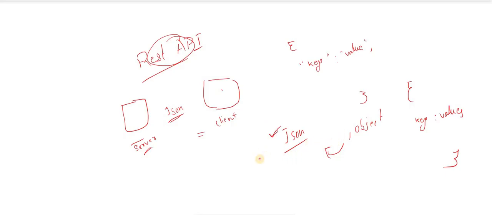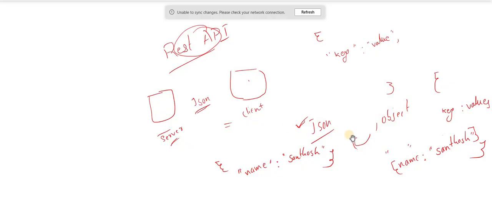And one more difference is there. In JSON, the keys and values are in string format. But in an object, the key is not in string format. You can write directly, for example, name and a value. In an object we can write like this, but in JSON we have to write "name" in quotes, and "Santosh" is the value. So this is the main difference: in an object, the key does not need quotes, but in JSON you have to use the quotes.